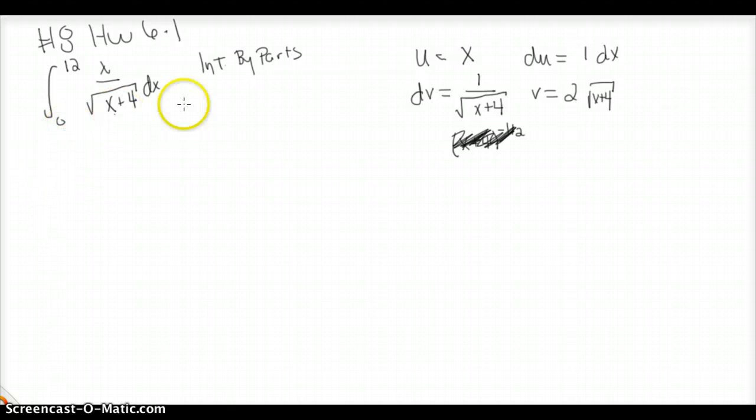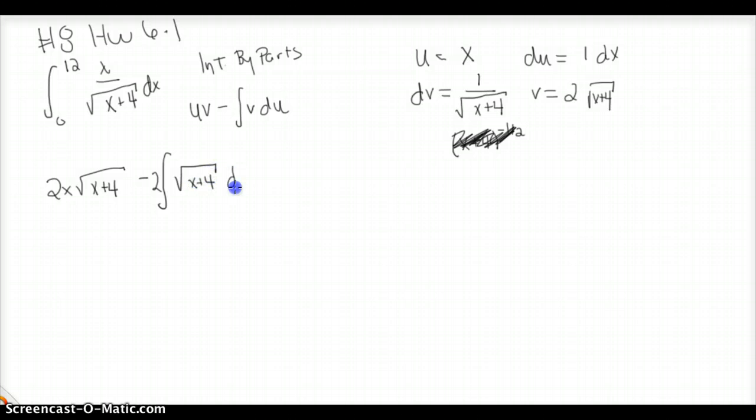In any event, once again, the formula for integration by parts is u times v minus the antiderivative of v du. So we let u be x, and we let v be 2 square roots of x plus 4, and in that case we come out with 2x square roots of x plus 4, minus the antiderivative of v du, or 2, which we'll leave on the outside, square roots of x plus 4 dx.